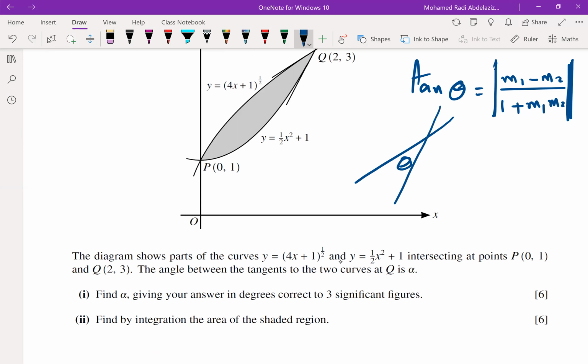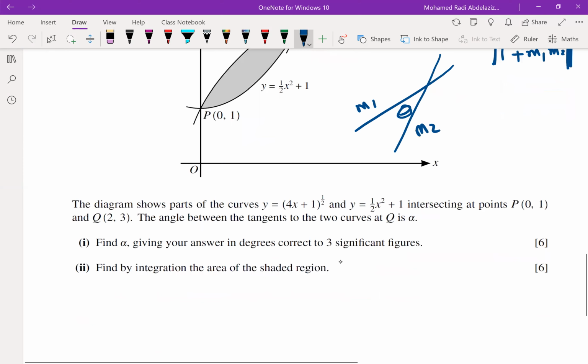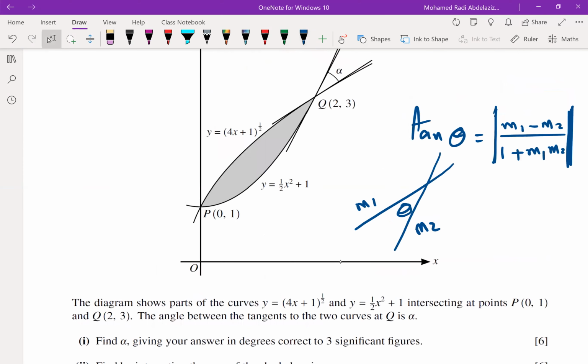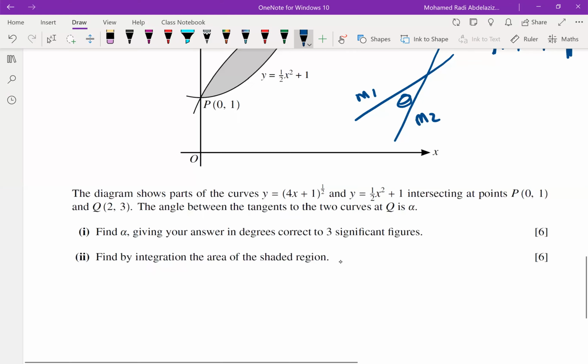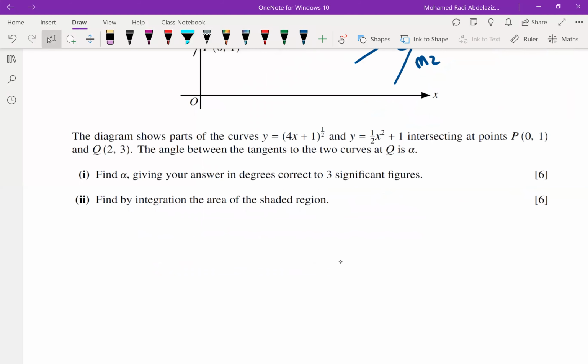To get the angle between two lines, you have to get the gradient of the first, the gradient of the second, then apply this equation: tan theta equals m1 minus m2 divided by 1 plus m1 m2. Let's start now to find the gradient of the tangent, because these two lines are tangents to the curve at Q. Do you remember how to get the gradient of a tangent? It means differentiation, then substitute the given point.